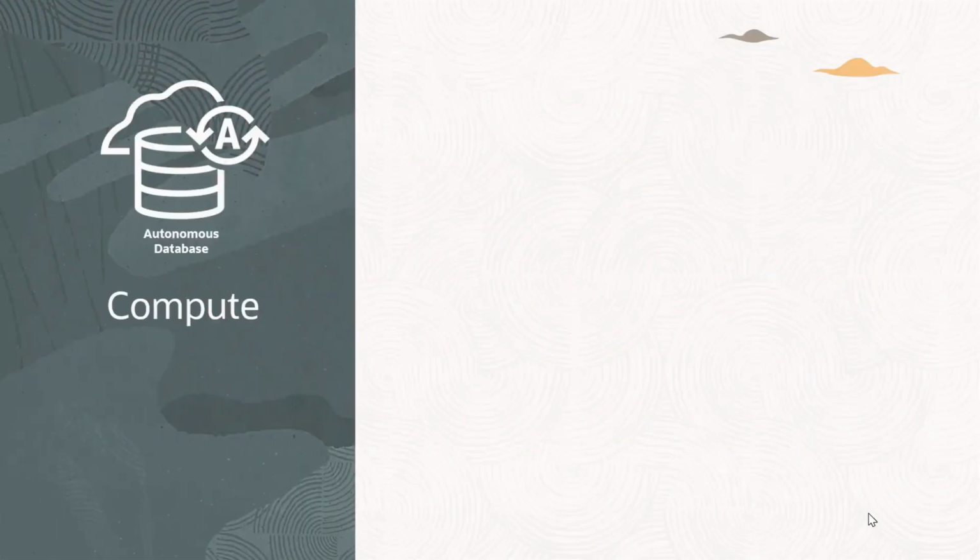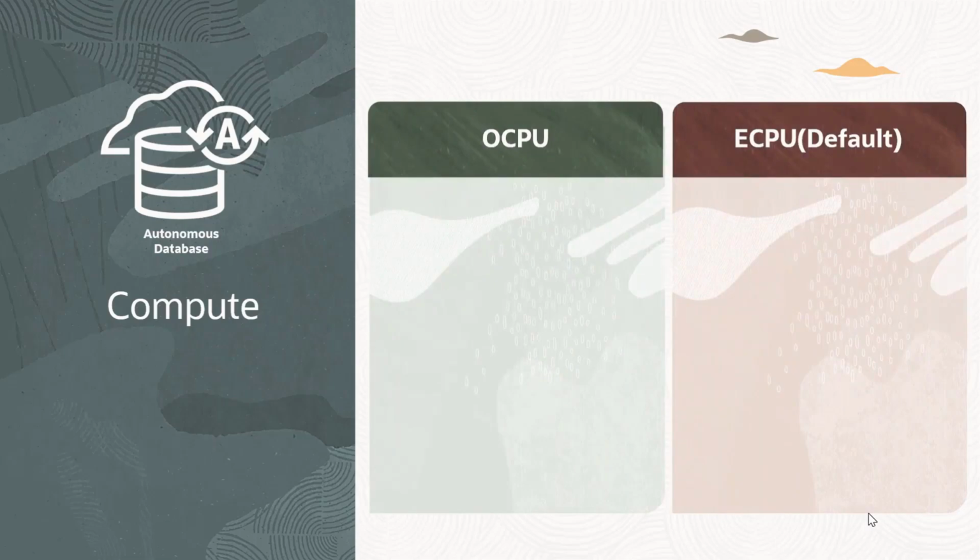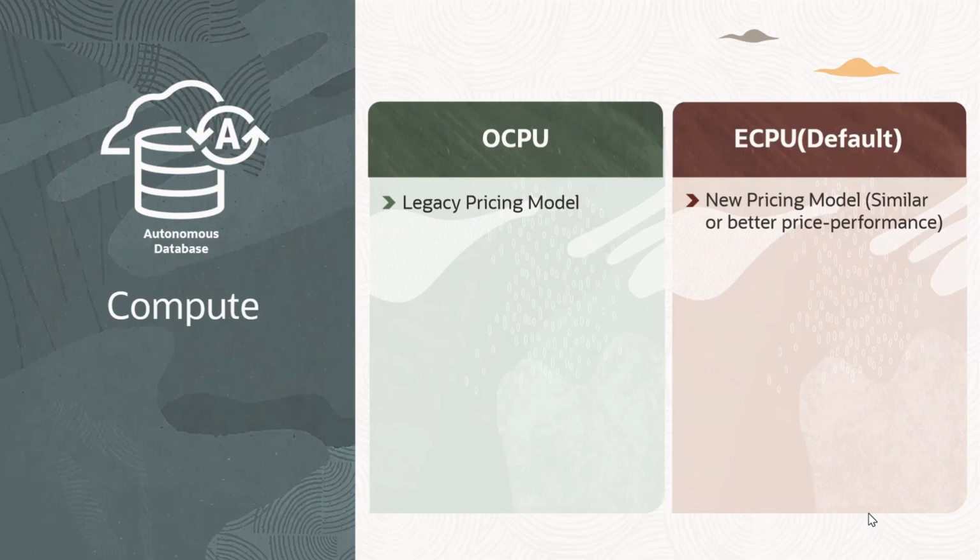Let's understand some details on the autonomous database resources whose values are provided during provisioning. First is compute, which is the number of CPUs you want to allocate for your autonomous database. Autonomous database right now provides two different compute models that you can choose from. OCPU is the legacy pricing model where you specify the number of OCPUs to be allocated for your autonomous database. Then eCPU is the new pricing model that offers a low entry cost with similar or better price performance than OCPU. And eCPU is the default compute model.